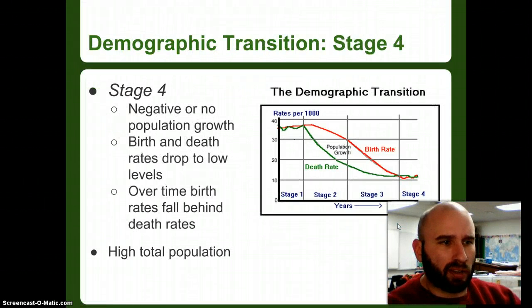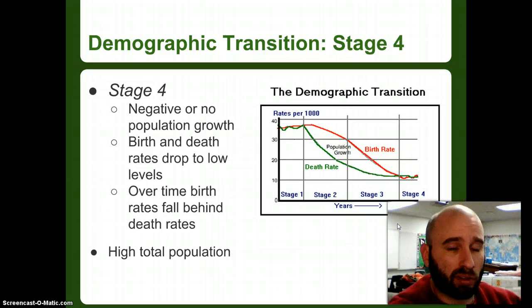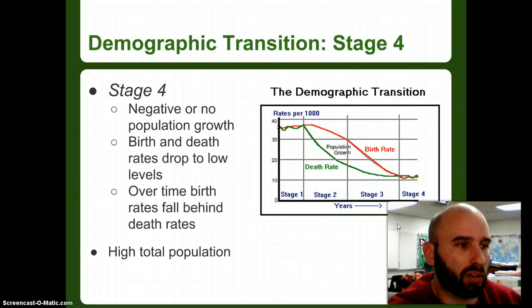And lastly, stage 4, what we see is either very, very slow growth or negative growth. And this is going to be a characteristic that is going to embody a lot of developed first world nations.